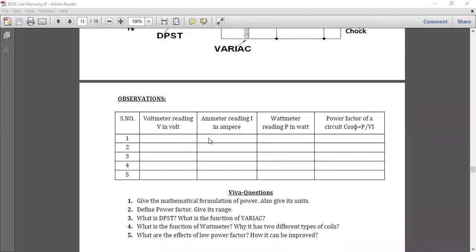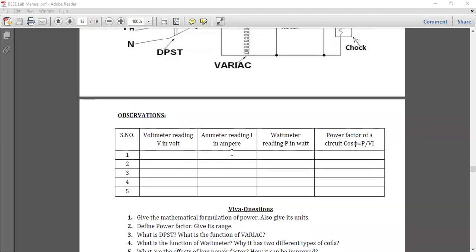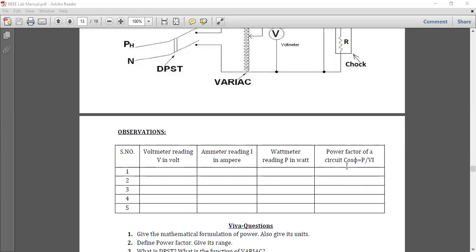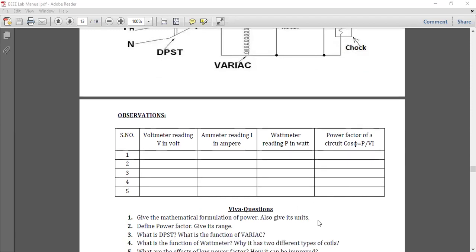This is the V, I and P. These three readings you have to take from the circuit diagram, from the meters attached, like voltmeter, ammeter and wattmeter, and then apply this formula, that is cos phi is equals to P upon VI, and calculate the power factor. And we know that the range for power factor is 0 to 1. So based upon these calculations, the power factor comes between 0 to 1. And these are some of the Viva questions.